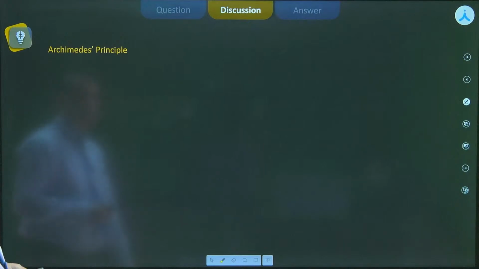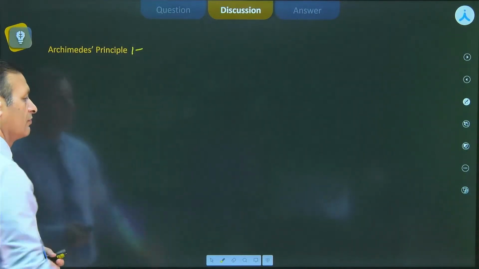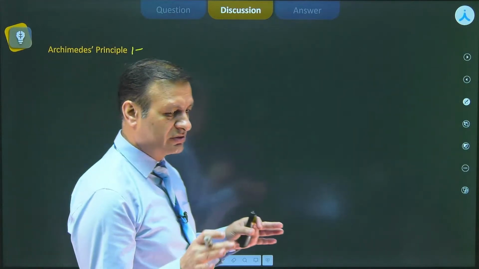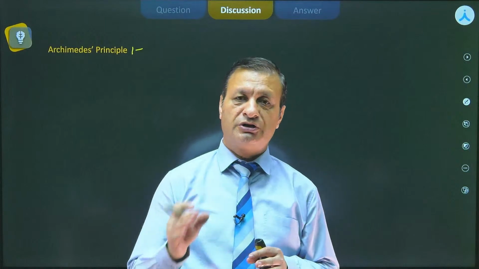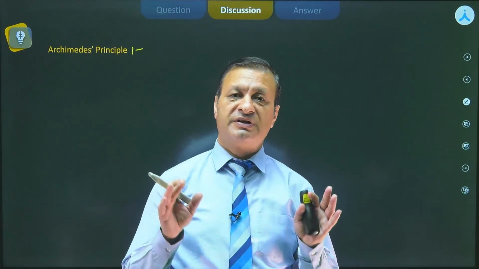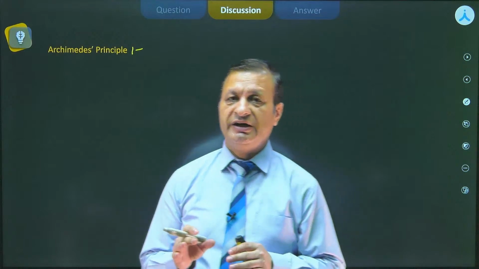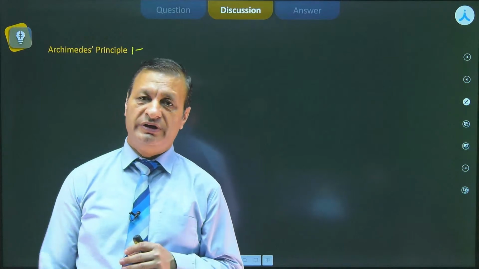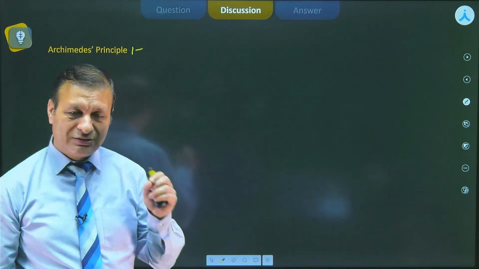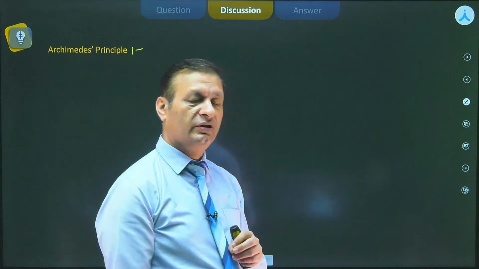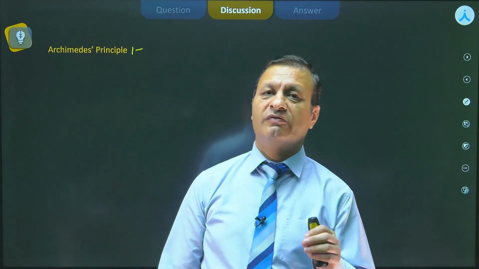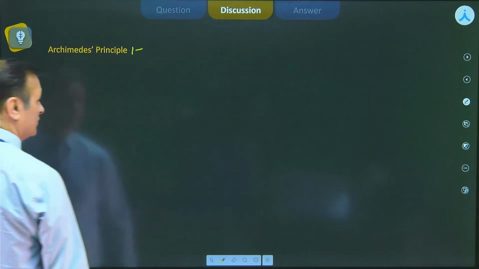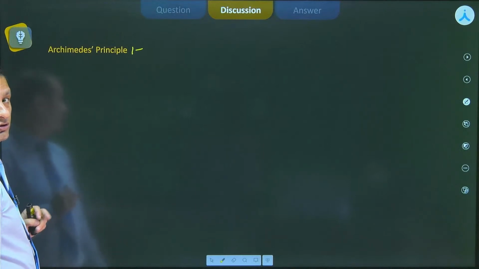Archimedes principle. So Archimedes principle says whenever a body is immersed in a fluid, maybe partially or wholly, it experiences some upthrust, and because of that its apparent weight is less than the actual weight. Now this weight loss by the body when it is immersed in a fluid is equal to the weight of the liquid displaced, and which is the same as that of upthrust. Got it or not? You got it?